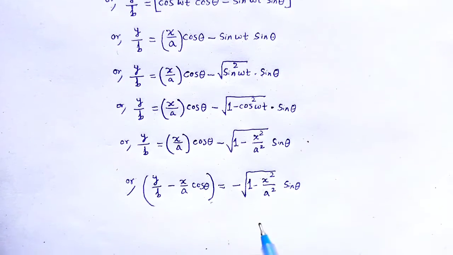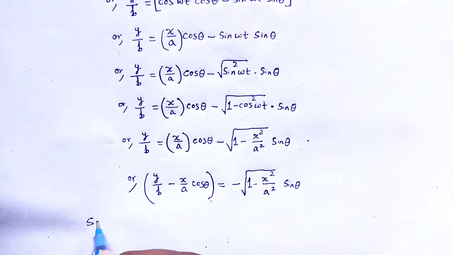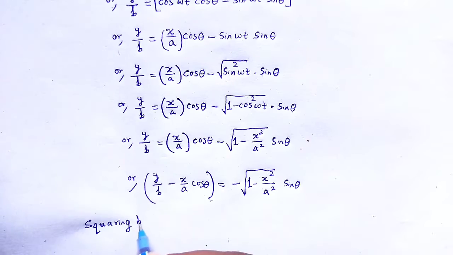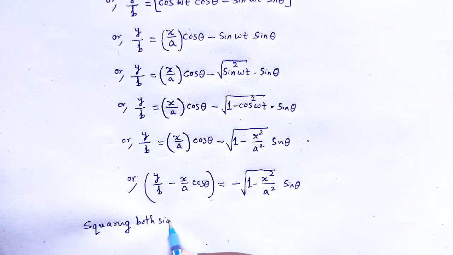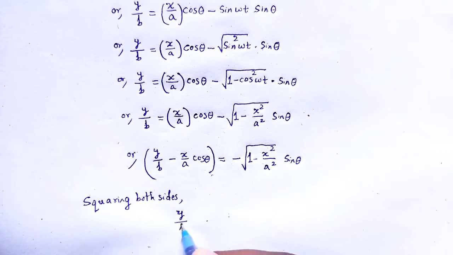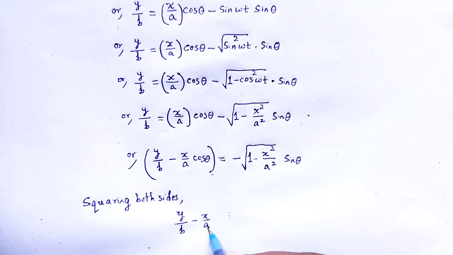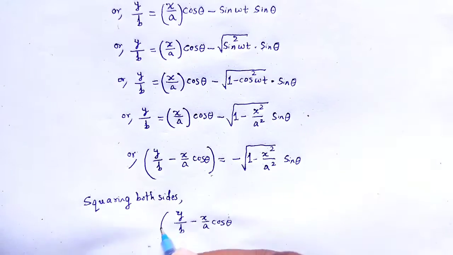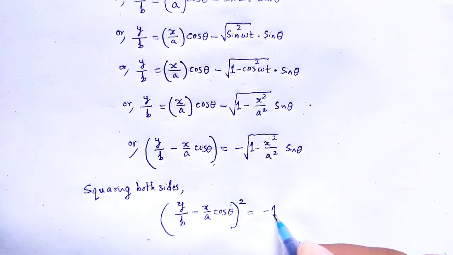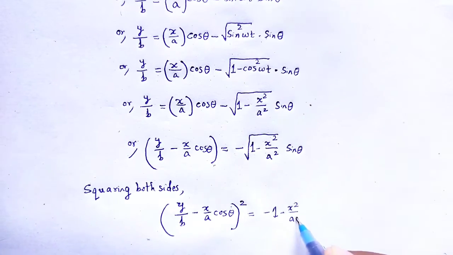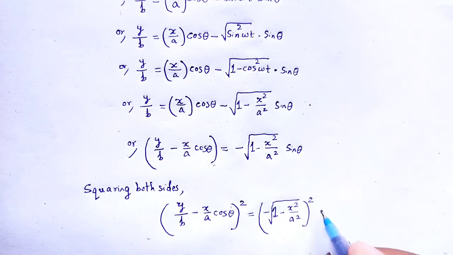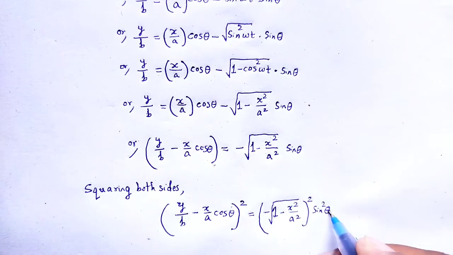Squaring both sides, it is (y by b minus x by a cos theta) whole square is equal to (1 minus x square by a square) sin square theta.